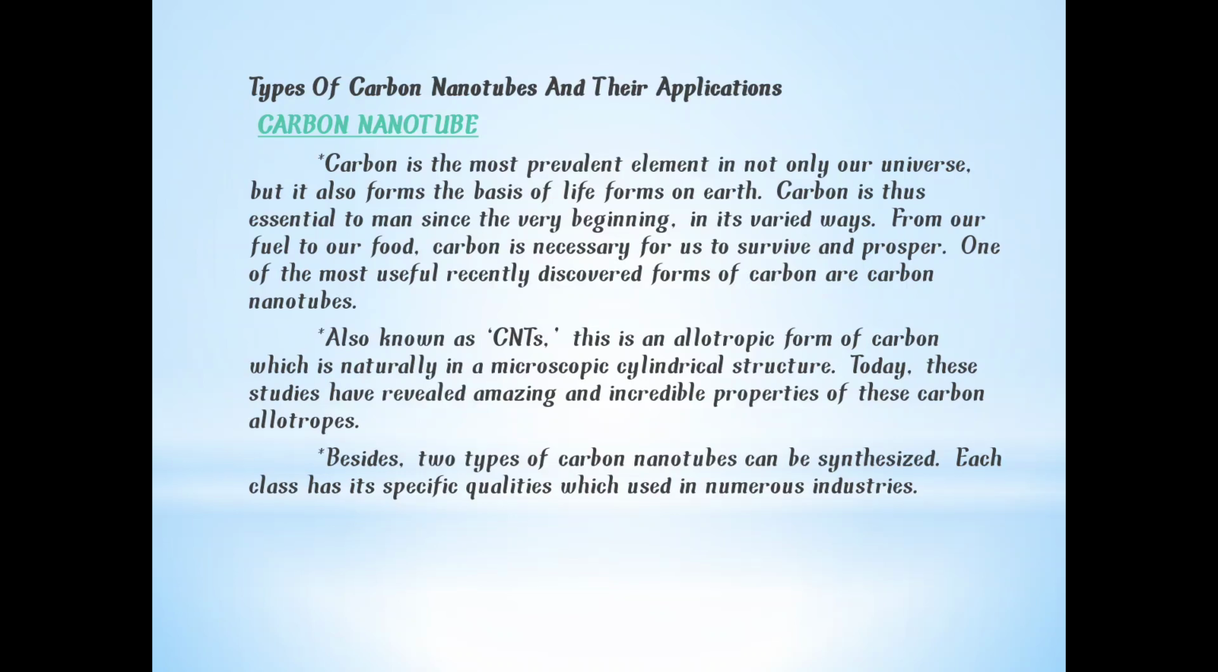One of the most useful recently discovered forms of carbon are carbon nanotubes, also known as CNTs. This is an allotropic form of carbon which is naturally in a microscopic cylindrical structure. Today, studies have revealed amazing and incredible properties of these carbon allotropes. Besides, two types of carbon nanotubes can be synthesized. Each class has its specific qualities which are used in numerous industries.